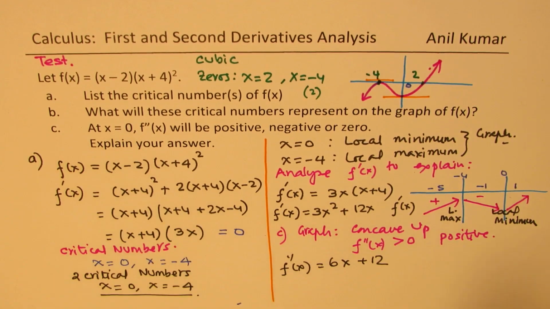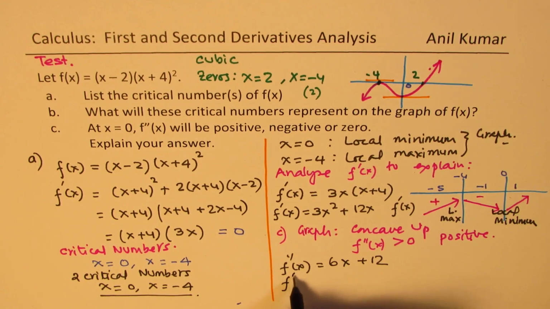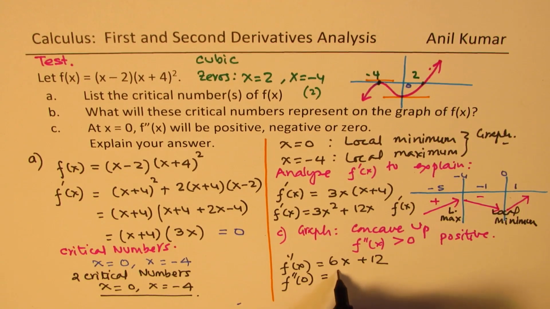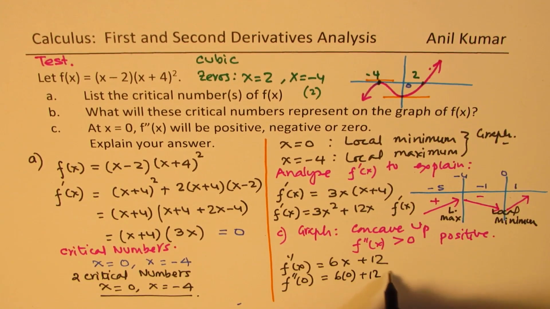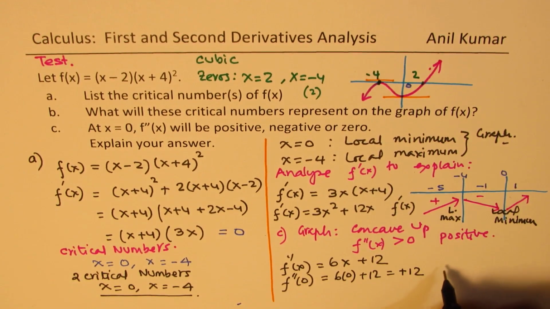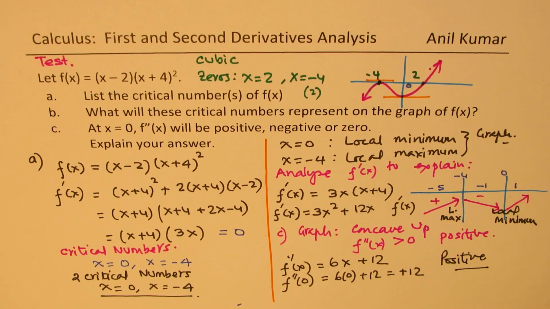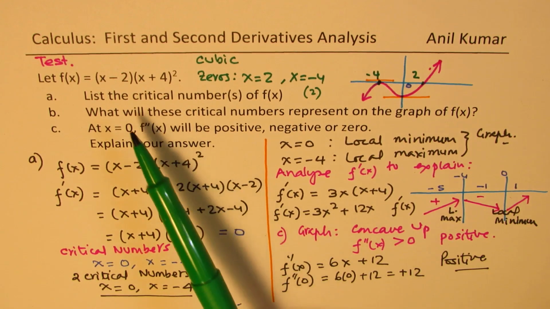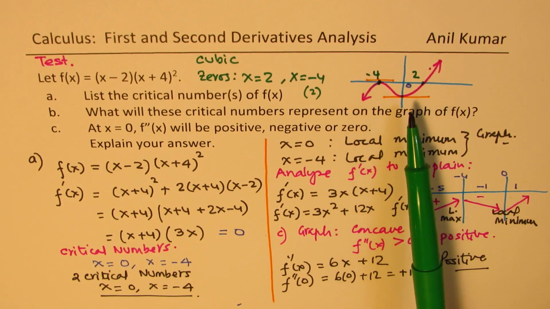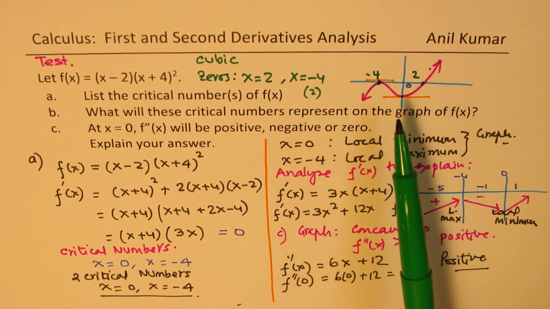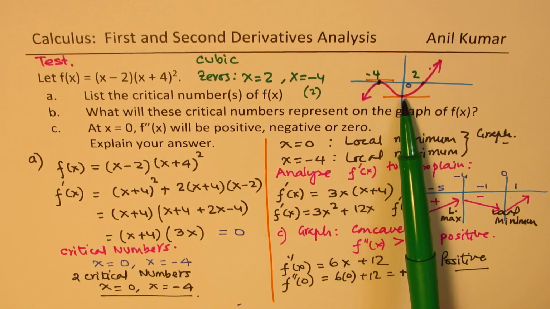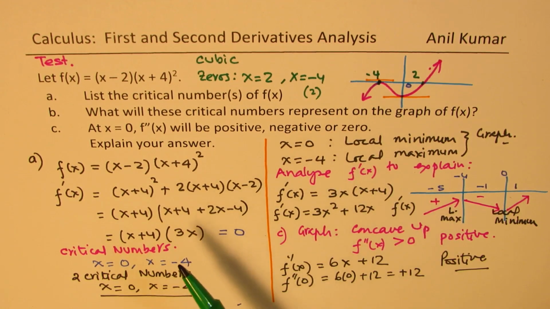At x equals 0, we get 6 times 0 plus 12, which is plus 12. So it is definitely positive. Is that clear? So that is how we are going to answer this particular question. As you can appreciate, we could actually answer the question from the graph, which is the best way of answering. However, here the critical number has to be calculated.